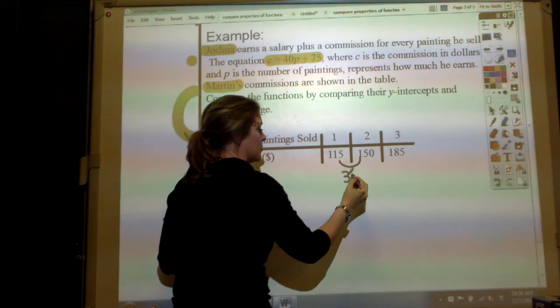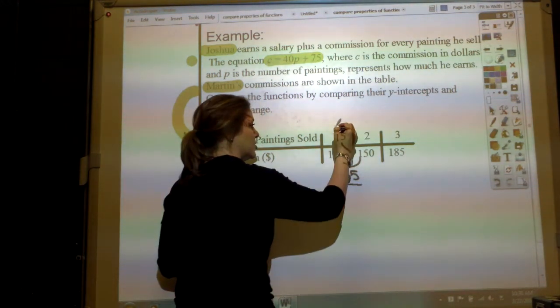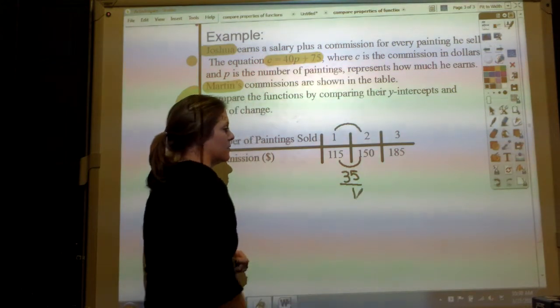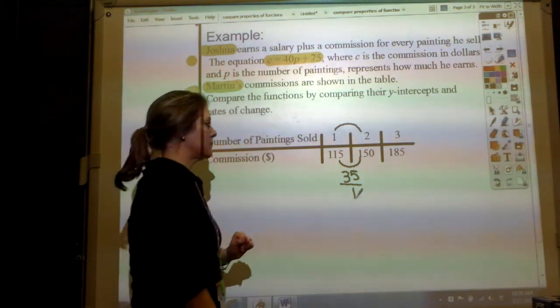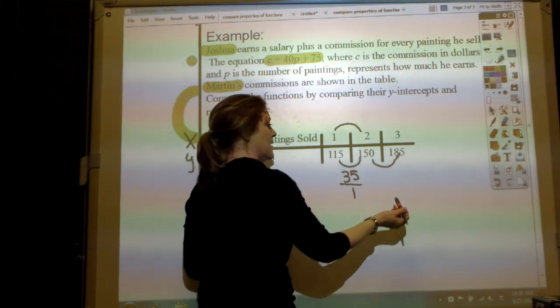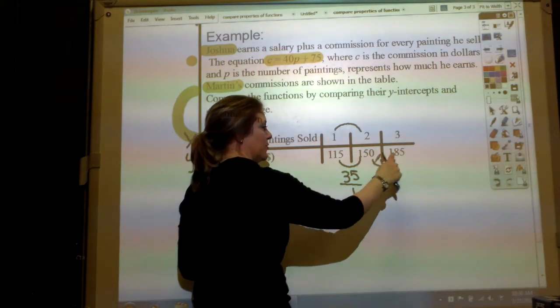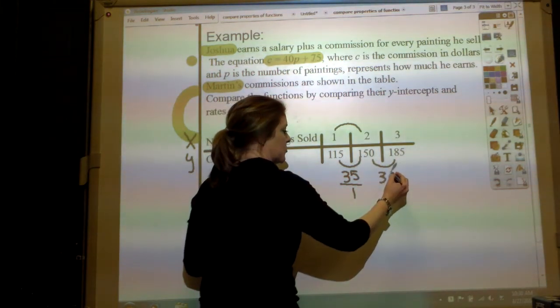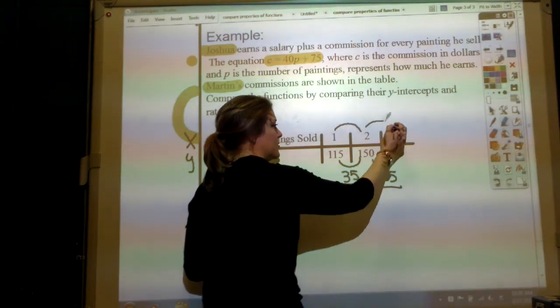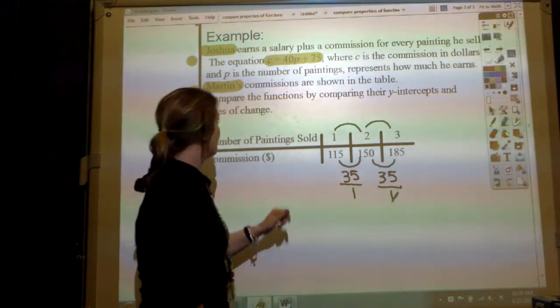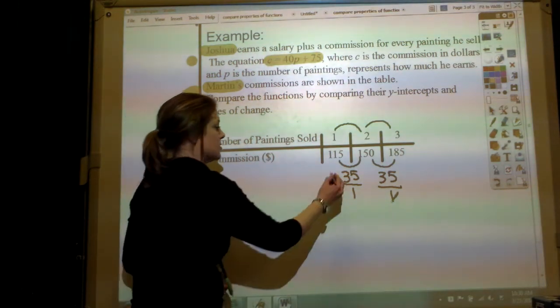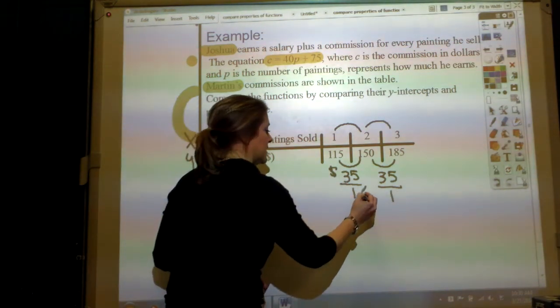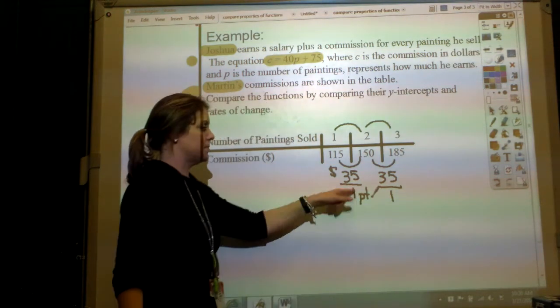Change in y was 35. The change in x was an increase of 1. So that's $35 per painting. Let's see if it's consistent. So again, from 150 to 185, it's $35. And then from 2 to 3 is 1. So for Martin, he is getting $35 per painting. Okay?